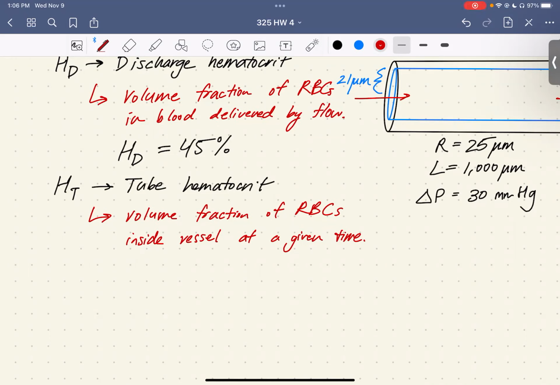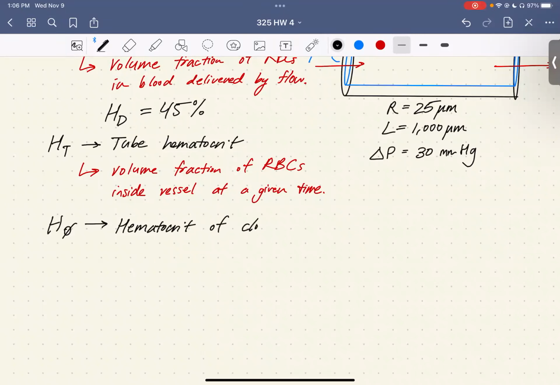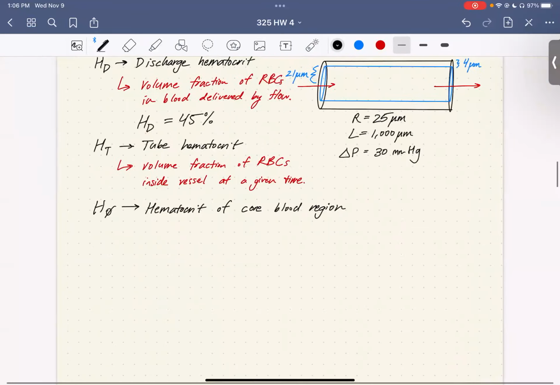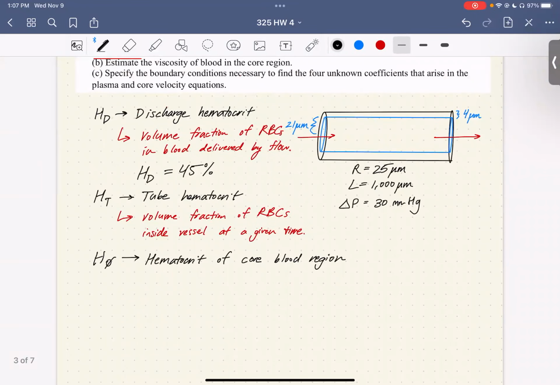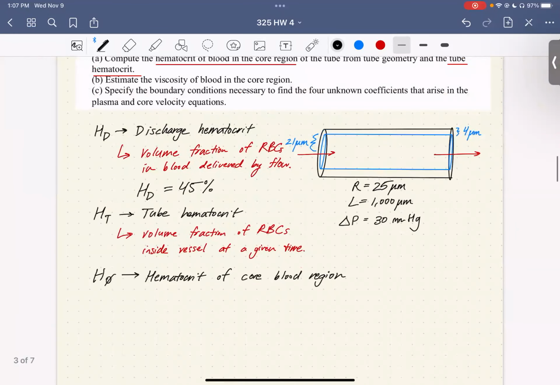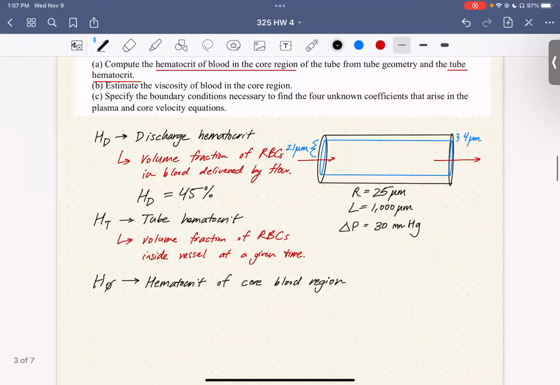We know the discharge hematocrit, and it's also asking us to find some, I'm going to denote it by H0, right? But essentially this is the hematocrit of the blood in the core blood region. So it's essential that we're identifying that we have three different hematocrits. And now the goal is to find HT and H0, right? So great, let's keep going.